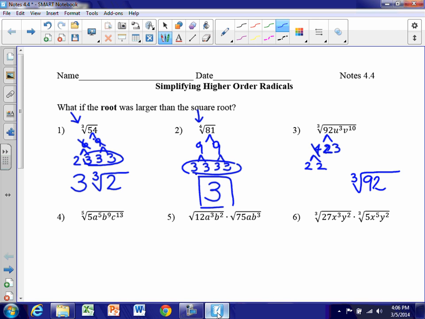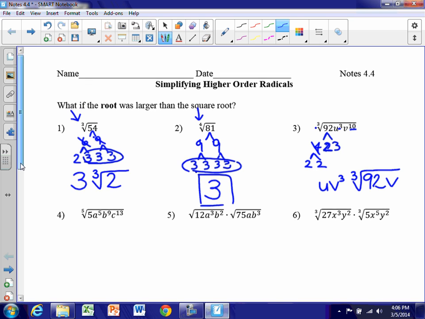But look at your letters. Just like with square roots, we divided by 2 to see how many we got to take out. With a cube root, we're going to divide these by 3. So, then figure out how many are left over. So 3 goes into 3 once, so I get to take out 1 u, and there's none left over. And then 3 goes into 10 3 times, so I get to take out v to the 3rd, but that only uses up 9 of them, so there's 1 left over. Okay?